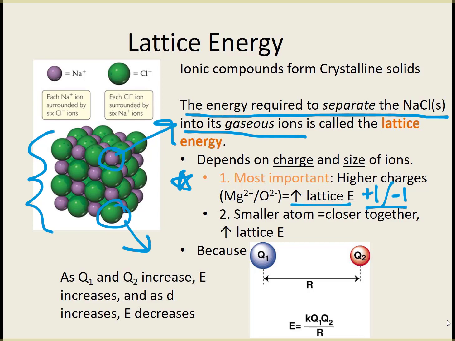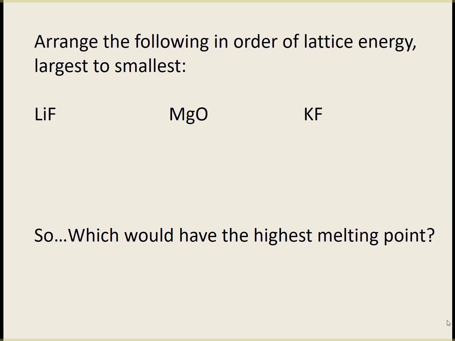The second thing you can look at is the size of the atom. The smaller the atom, the closer together they are. And according to Coulomb's law, if they're closer together, you're going to have to put in more energy to take them apart. So again, two things to look at. First of all, charge is the most important, and then the second thing to look at is the atom size.